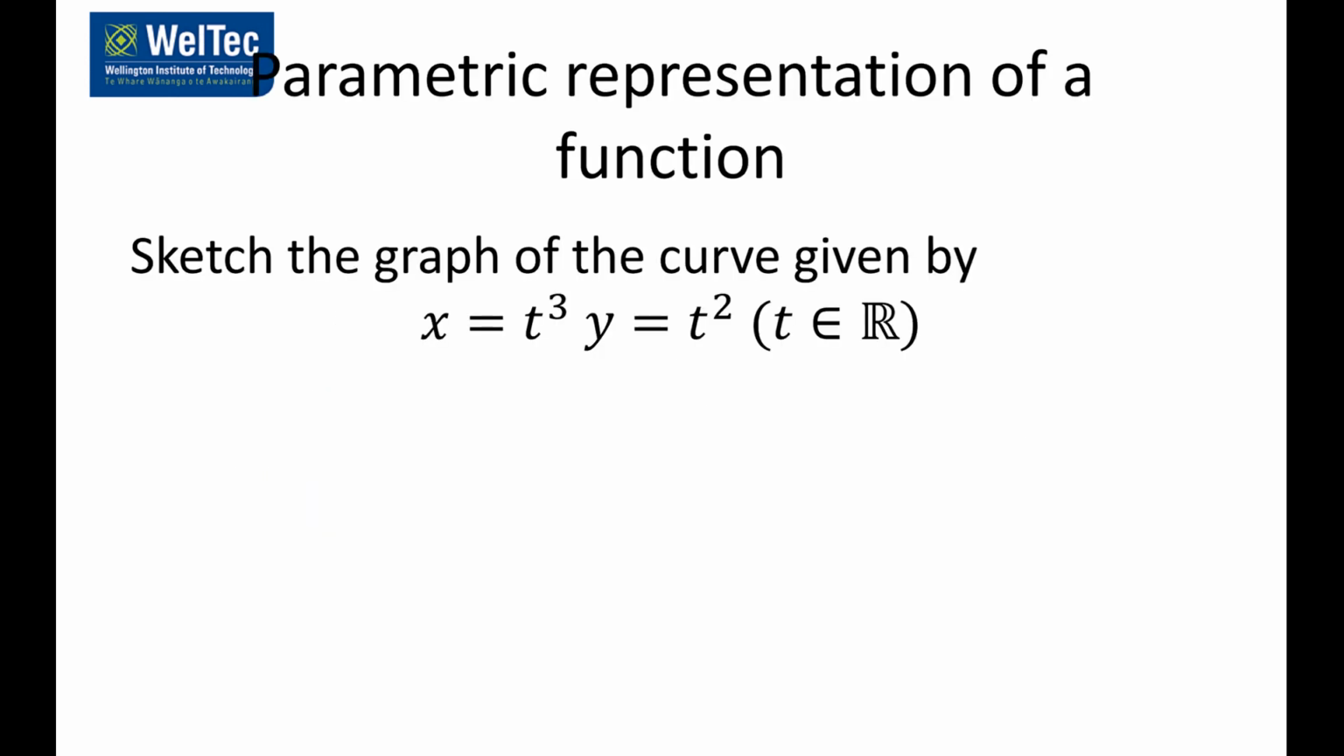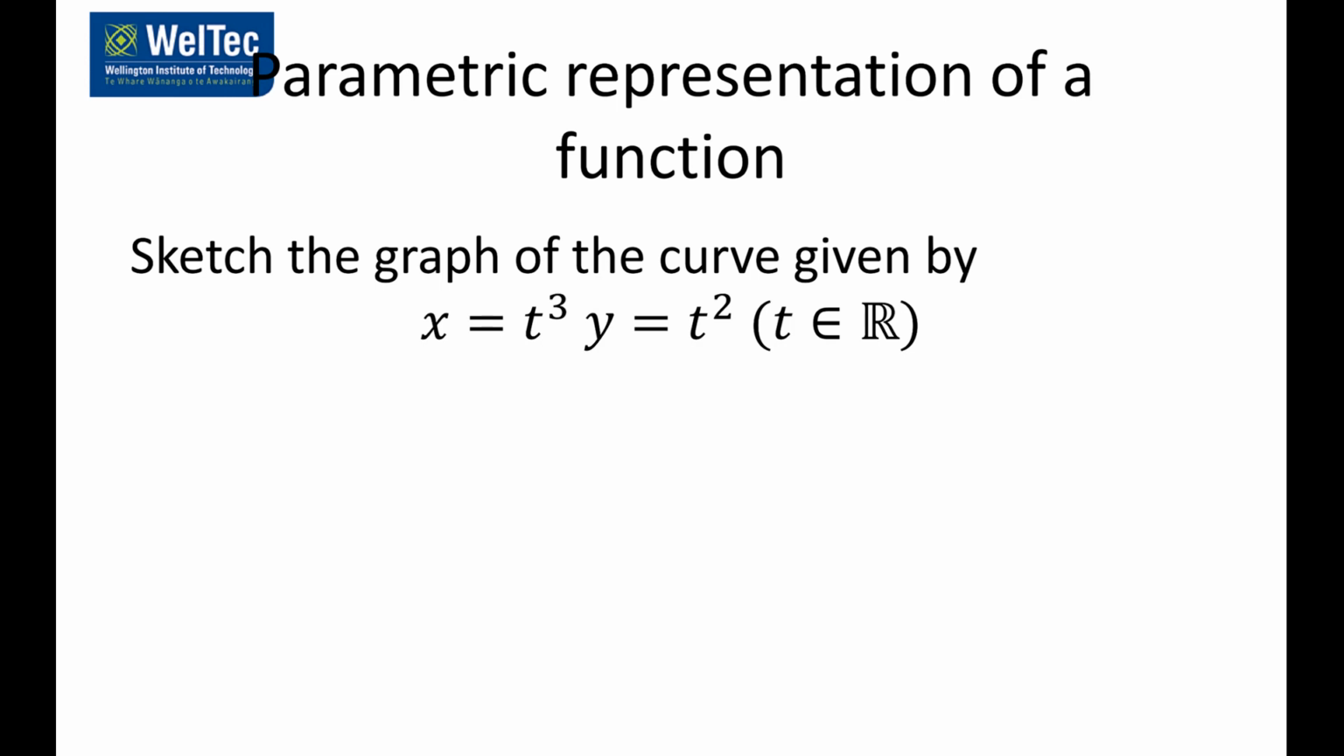Sometimes, though, you're asked to deal with a parametric representation of a function, where you have the normal x and y, but they're represented by some third variable. In this case, it's t. So the representation is that x is equal to t cubed, and y is equal to t squared, where t is an element of the real numbers.